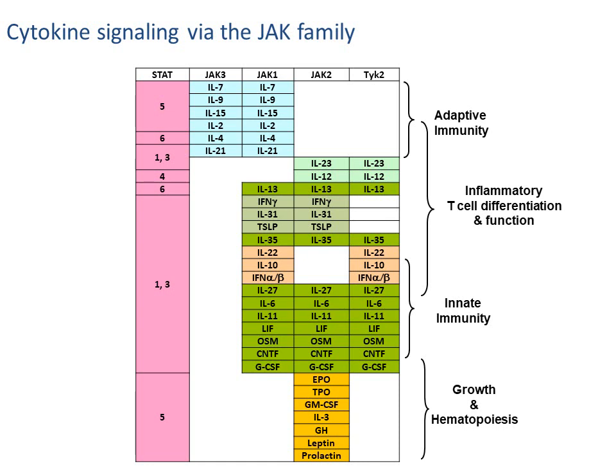Now, if you go down the list, for instance, what if I were to inhibit only JAK1? You look down the list and you see all of the cytokines going all the way down that have not only the adaptive immunity, but inflammatory T-cell differentiation, innate immunity.